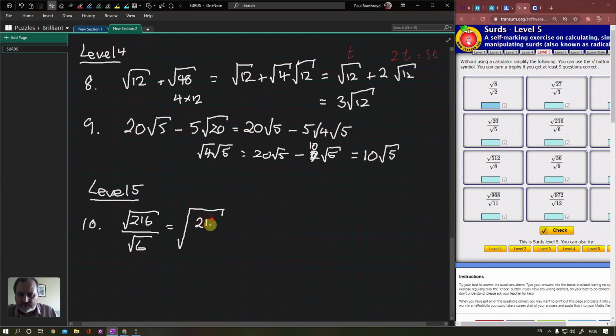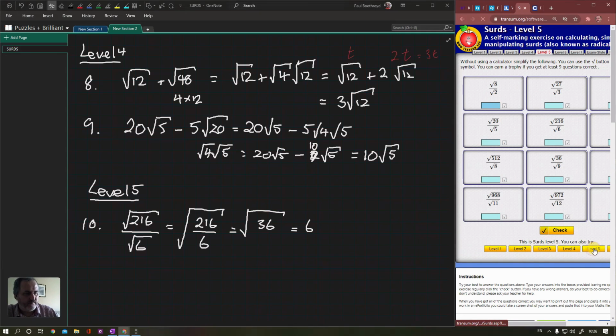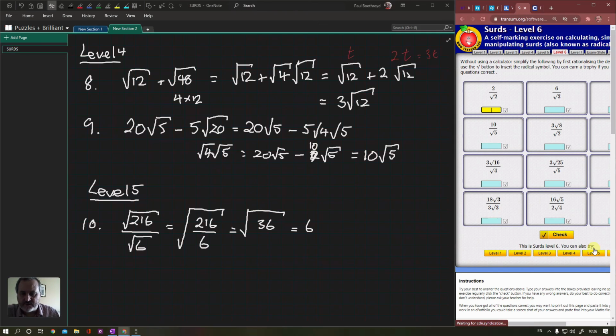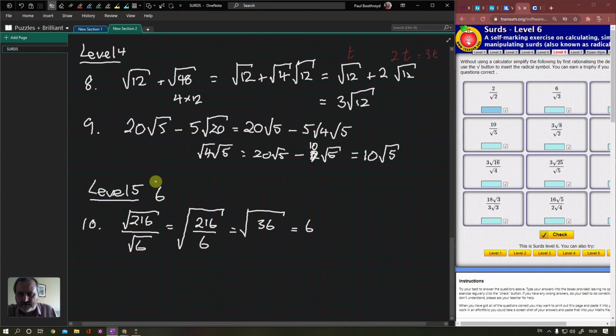So we've got 216 divided by 6, which when you divide through, 6 goes into 21 3 times, with 3 left over. 6 into 36 goes 6 times. Square root of 36, I know, is 6. And nearly all of these will do something similar. So that's the level 5. Level 6, you've got the numbers in front, so that's level 5 and level 6. So you might want to just go into level 6 rather than doing level 5. And yeah, we'll deal with that one.